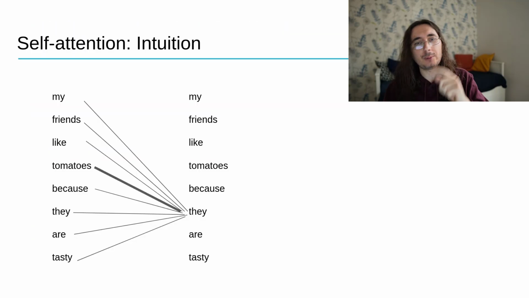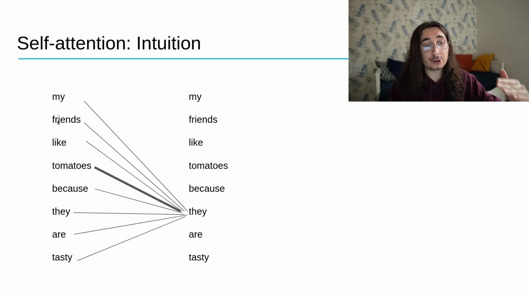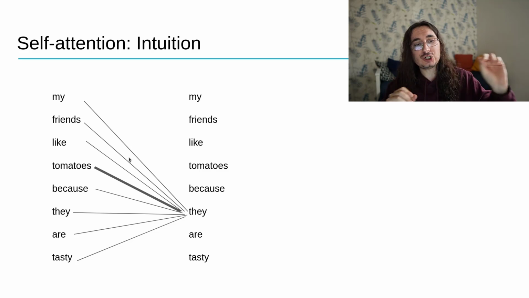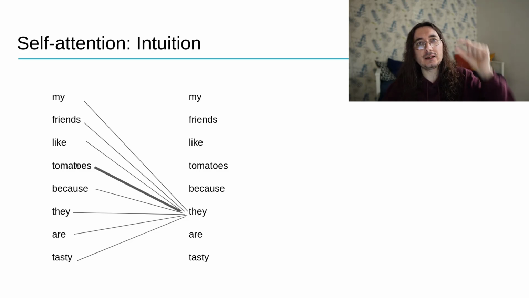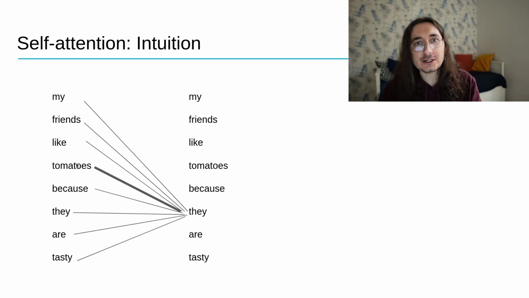Let me give you a visual representation of this, because I'm sure it's going to make things more clear. Here we have our nice little sentence. My friends like tomatoes because they are tasty. And now we take this "they", and we see that we can create a connection with all the other words in the sentence, and the strength of the relationship is represented by the thickness of this line. And as you can see in this case, "they" is particularly related to tomatoes because the line is super thick. This is attention. In a nutshell, this is the intuition behind attention.